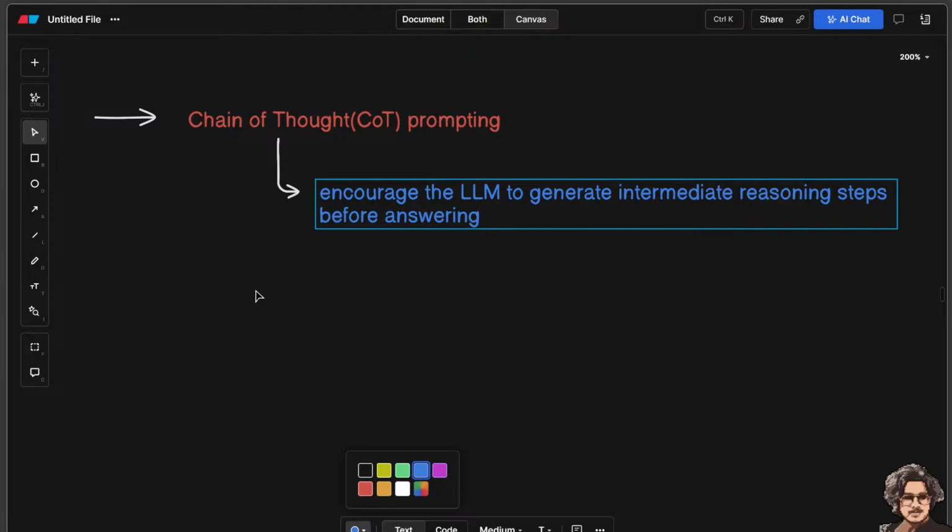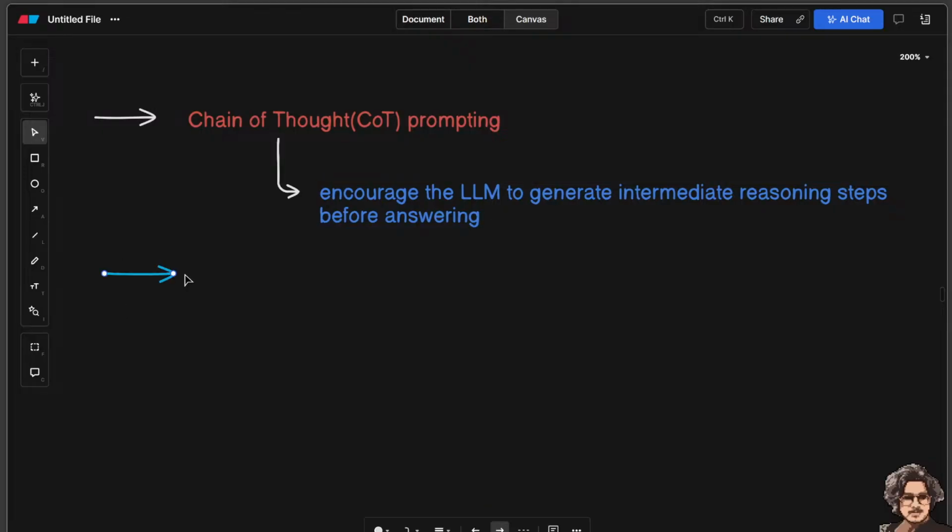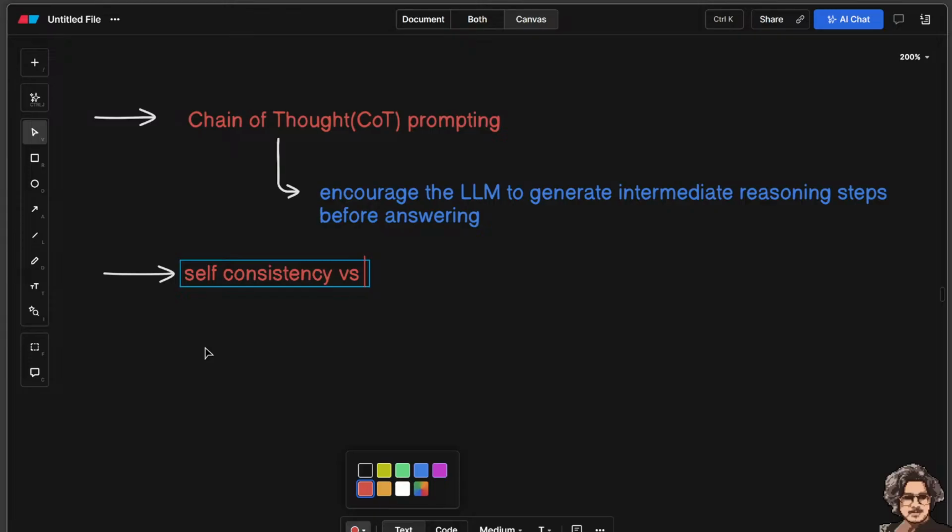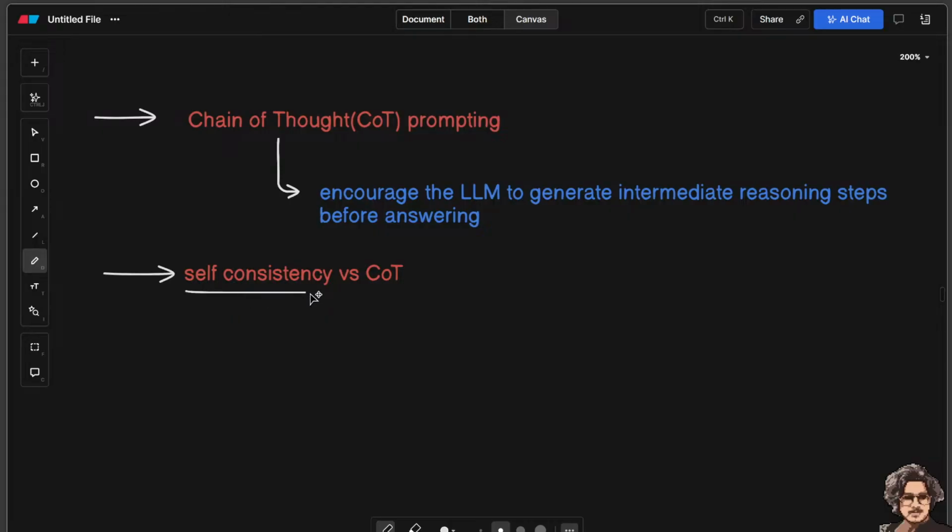The next question is, what is self-consistency prompting and how does it differ from COT? So self-consistency versus COT, chain of thought. Self-consistency builds on COT. COT is a base for this one.